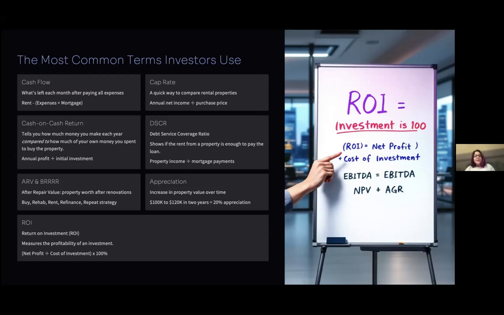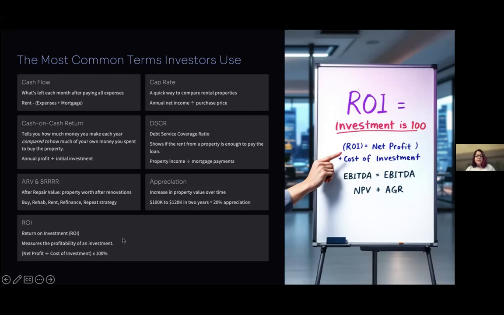Appreciation, we hear a lot about this all the time. That's essentially the increase in property value over time. This is just an example of appreciation here. This goes into strategy. We'll talk a little bit more about that later too, because a lot of investors, when they're thinking about strategy, are deciding what their main focus is: monthly cash flow, appreciation, or some combination of the two.